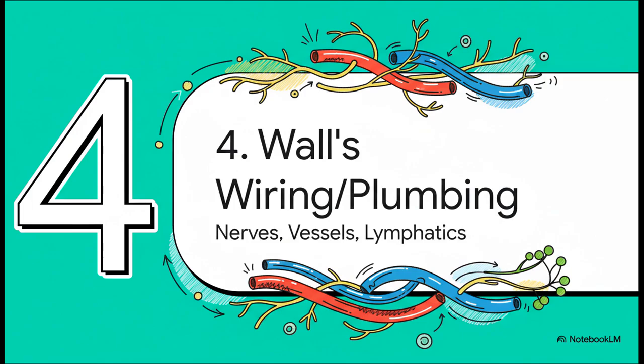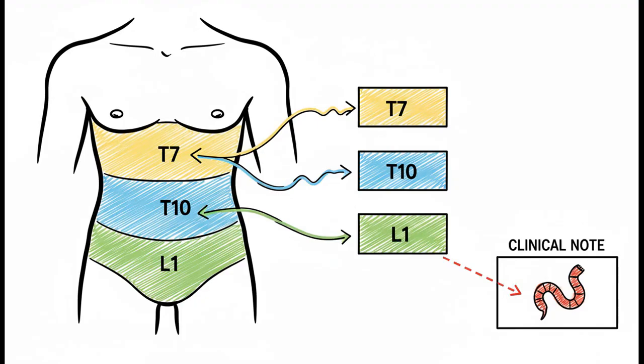Okay, so we've built the structure, now we've got to install all the wiring and plumbing that keeps it running. In other words, the nerves, vessels, and lymphatics. The nerve supply follows this really beautiful, simple pattern. Just remember, T7 is at the xiphoid process, T10 is at the umbilicus or belly button, and L1 covers the inguinal region down below.